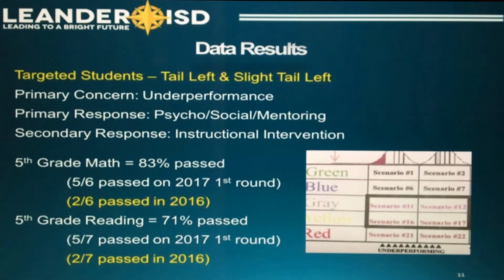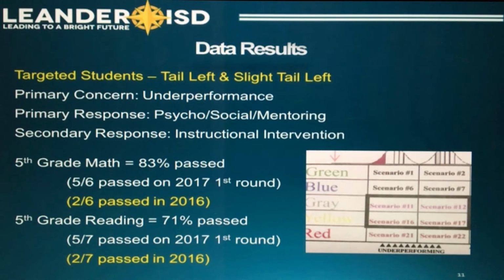So then let's take a look at what our data results were. The group that I was talking about that was on my board was actually a group of targeted students that we looked at. It was that group of students that were the tail left students that we were talking about earlier, the underperforming students. Our primary response for them should have been psychosocial and mentoring, which is what I had talked about. Secondary response was instructional intervention, so those were the two areas that we focused on.